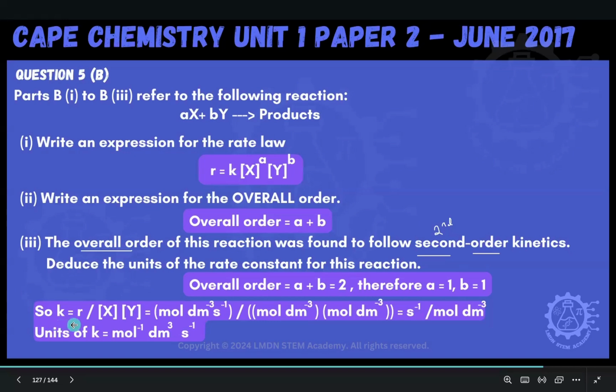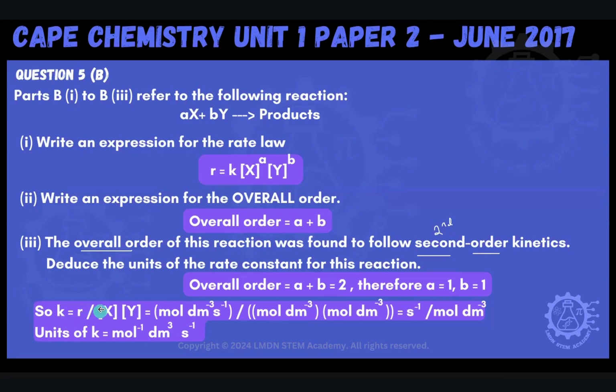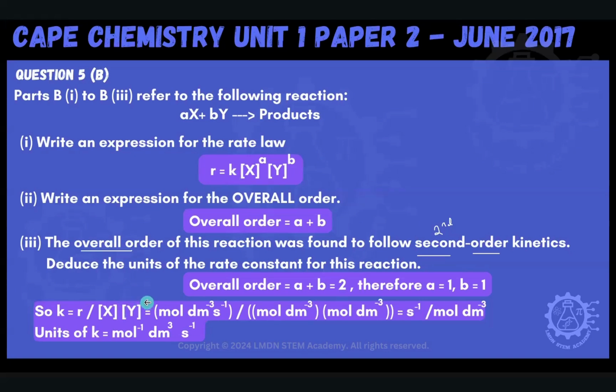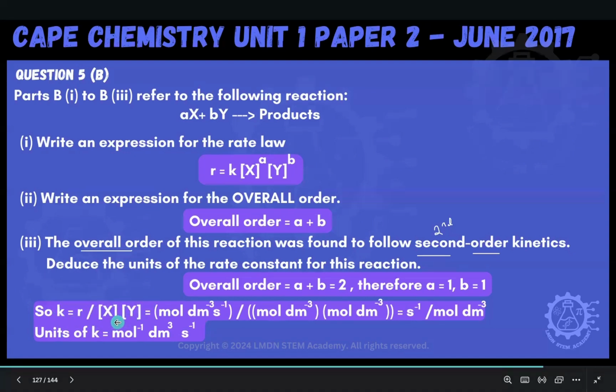And so we'll end up with this expression here that says K is equal to the rate of the reaction divided by the concentration of X times the concentration of Y. And remember, they're individually raised to 1, and so we don't have to write the 1 there. It's understood that the 1s are there, okay? So this is our expression that we have for K now.